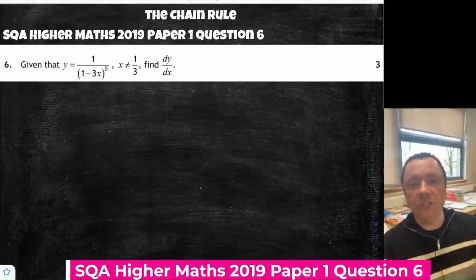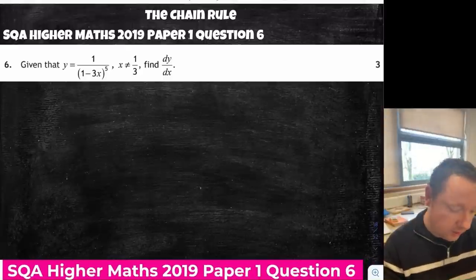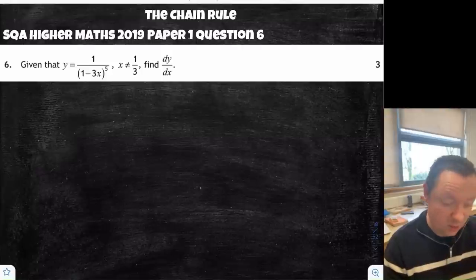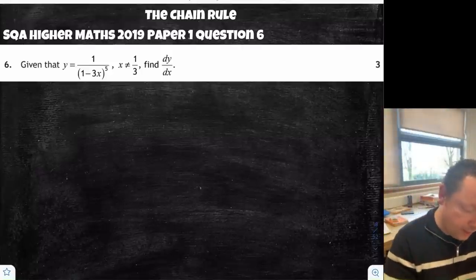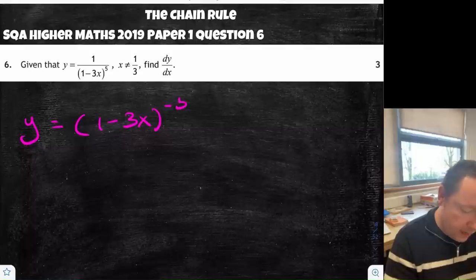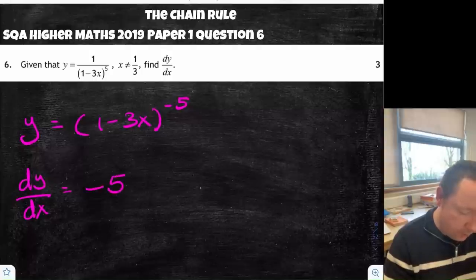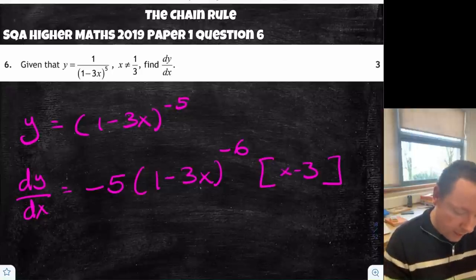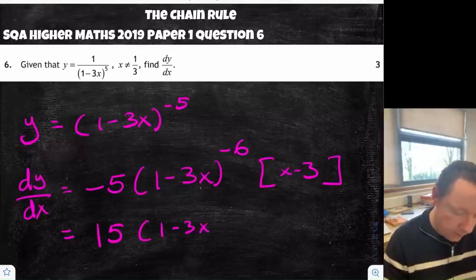And we're done there. Okay, the chain rule, SQA Higher Maths 2019, paper 1, question 6. Given that y equals 1 over 1 minus 3x to the half, and x is not a third, find dy by dx. Let's get it ready to differentiate. So y equals 1 minus 3x to the minus 5. So dy by dx, minus 5 in the front, 1 minus 3x, take away 1 from the power, so that's minus 6, and then times by whatever's in the bracket differentiated, which is minus 3. So tidying that up, minus 5 times minus 3 is 15, 1 minus 3x to the minus 6.